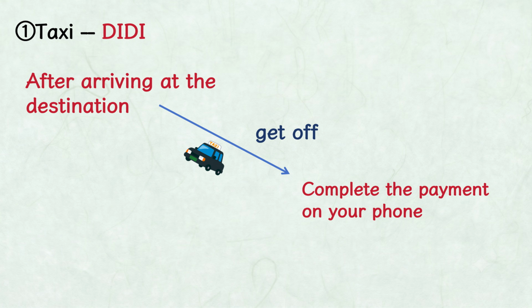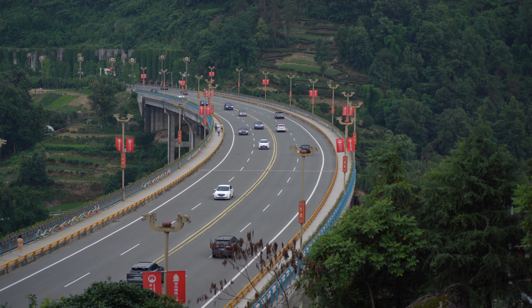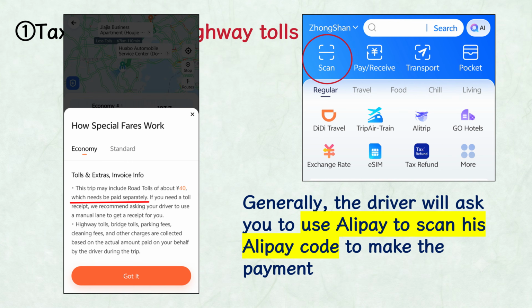You don't pay cash at drop-off. The app will generate a bill automatically based on your phone after you exit the vehicle. If your route includes a highway, toll fees are not included in your ride fare. You will see a toll reminder before confirming your trip. When you reach your destination, the driver will ask you to scan their personal QR code to pay separately. Just open Alipay and scan it.